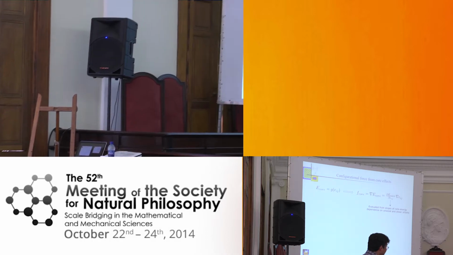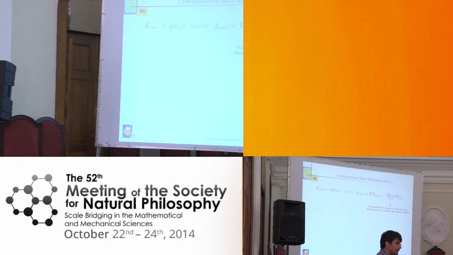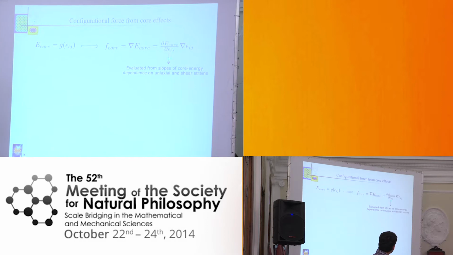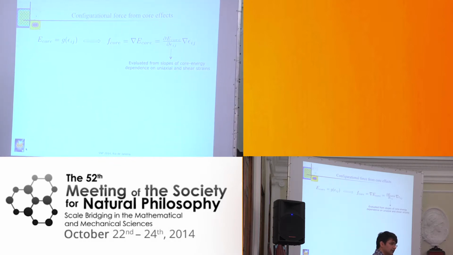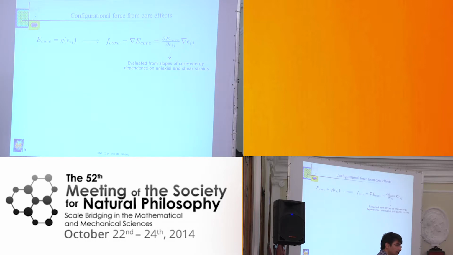Okay, so now, because the core energy is a function of the macroscopic strain that's coming over there, there is a force associated with it. There's a configurational force which can be computed from the gradient of the slopes of the curves that we have, how the core energy changes with macroscopic strain. This is the information that's coming from our quantum mechanical calculations, and this is the gradient of the strain that occurs anywhere. So we have a core force in addition.